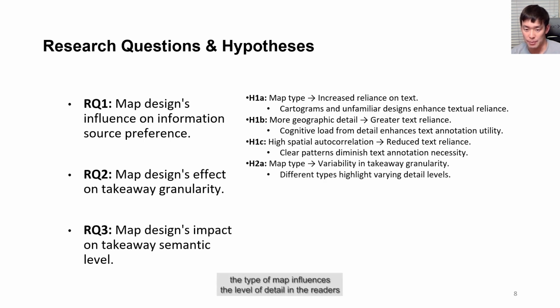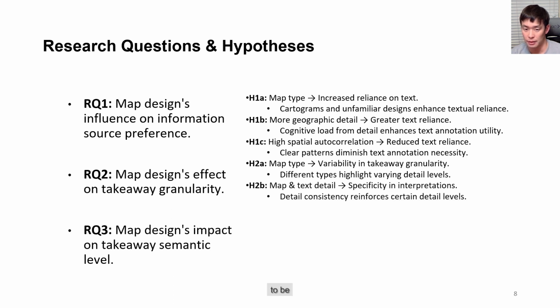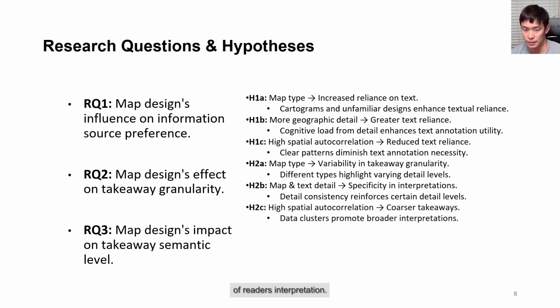H2A, the type of map influences the level of detail in the reader's takeaways, with certain types like isarithmic maps drawing focus to broader areas. H2B, the detail of takeaways changes with map detail, where alignment of map and text detail can affect the specificity of a reader's interpretation. H2C, high spatial autocorrelation tends to result in broader, less detailed takeaways, as it often indicates clustering, which leads to generalized interpretations.